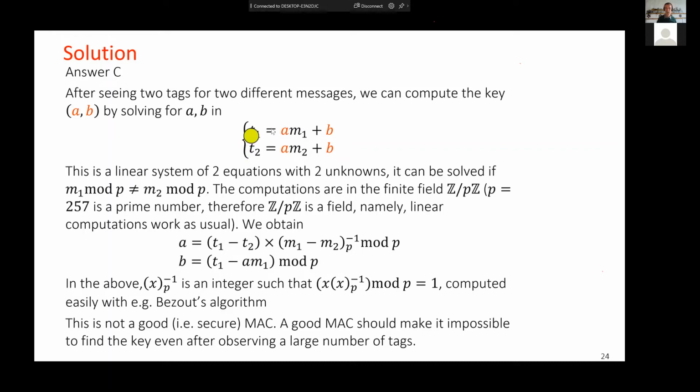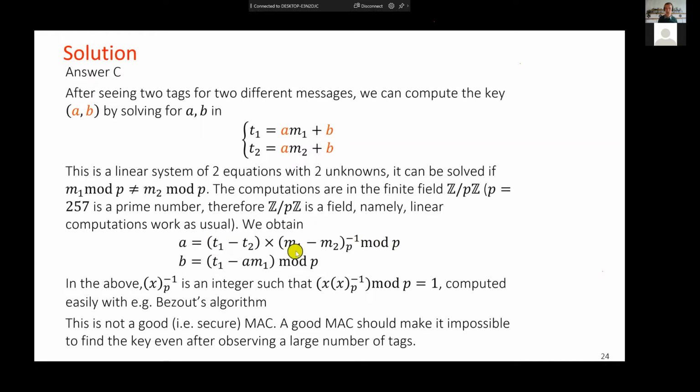If I see message 1 and message 2, and I see the tags T1, T2. Now, it turns out that we can do computation modulo 257 pretty much in the same way as we do in regular real numbers. I write a system of two linear equations with two unknowns, A and B, and I can compute A and B from these two things. The solution is given here. The computations are modulo P.